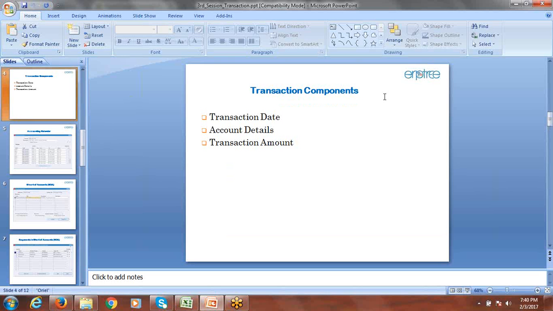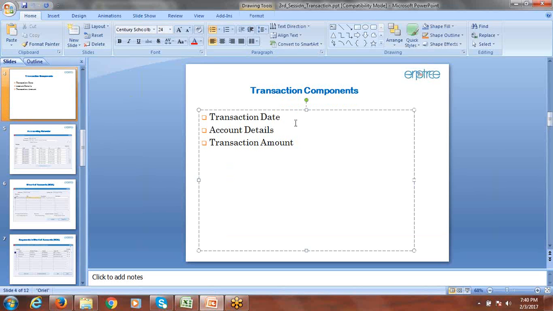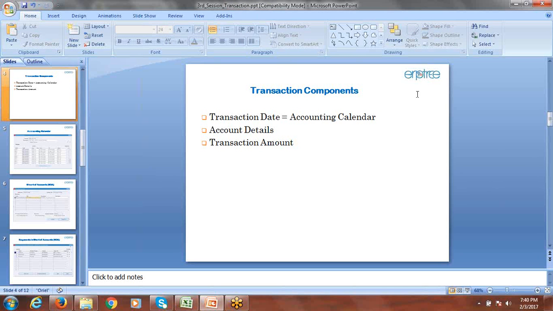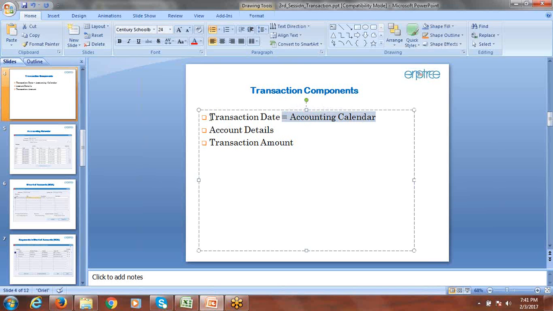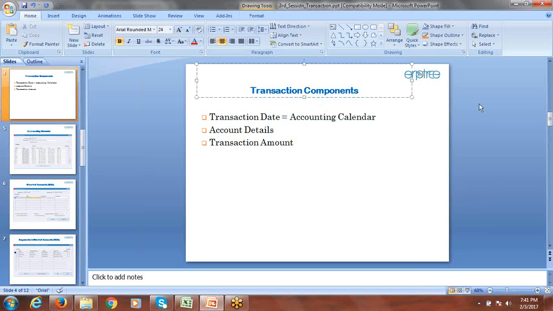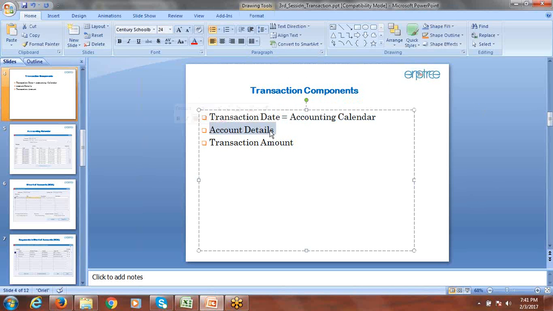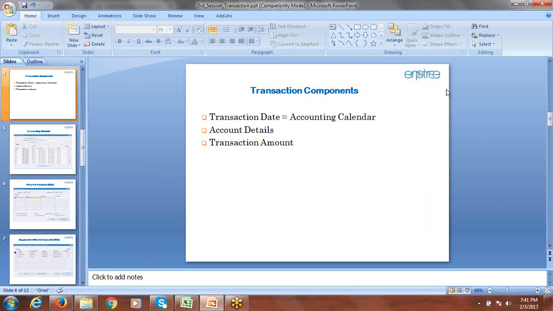So what is the next component? Just now we discussed how you can capture the transaction date. If you want to capture the transaction date, we require an accounting calendar. By using the accounting calendar, you can capture the transaction date. Now the next point is account details, or say the description of the transaction. How do we capture the description of the transaction?